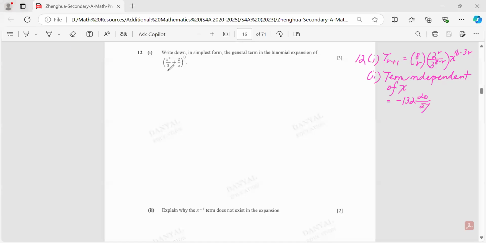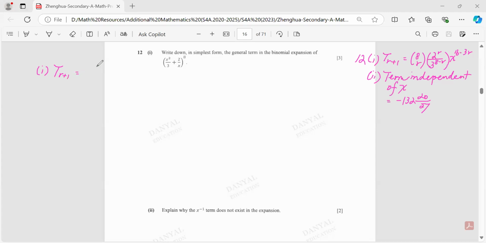This is a question on binomial. Part 1, we are asked for a general term, or the r plus 1th term. So we just call it T subscript r plus 1, the r plus 1th term.